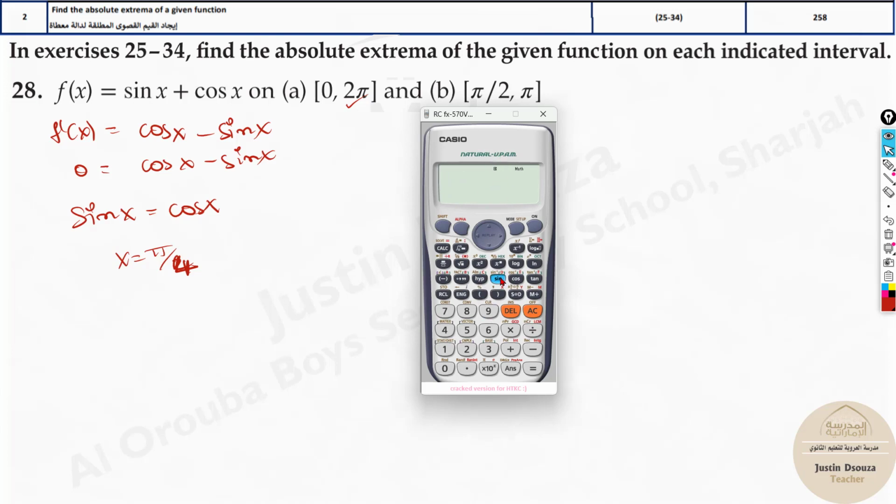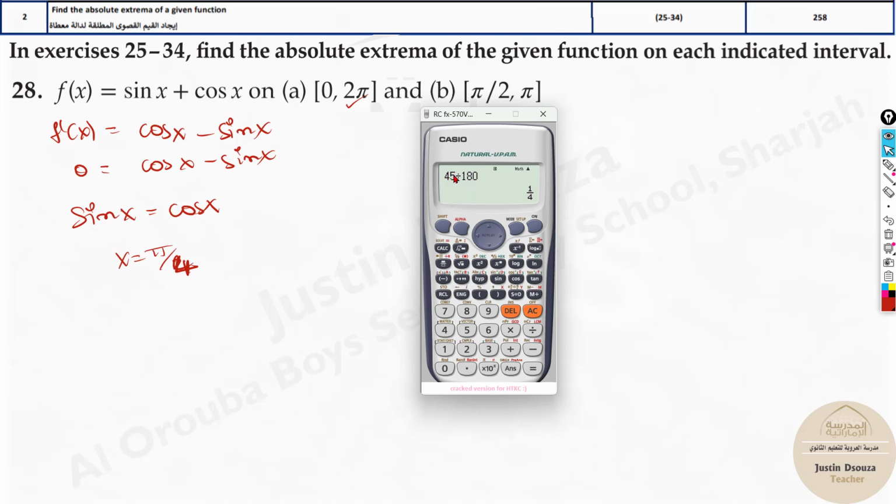Keep it in degrees. Solve sine x equals cos x. Shift and solve. Here, whatever answer you get will be in degrees. That's fine, 45. Now just divide this by 180. You will convert to radian mode. Now you have to multiply pi over here. So 1 by 4 pi or pi by 4 is in terms of radians.